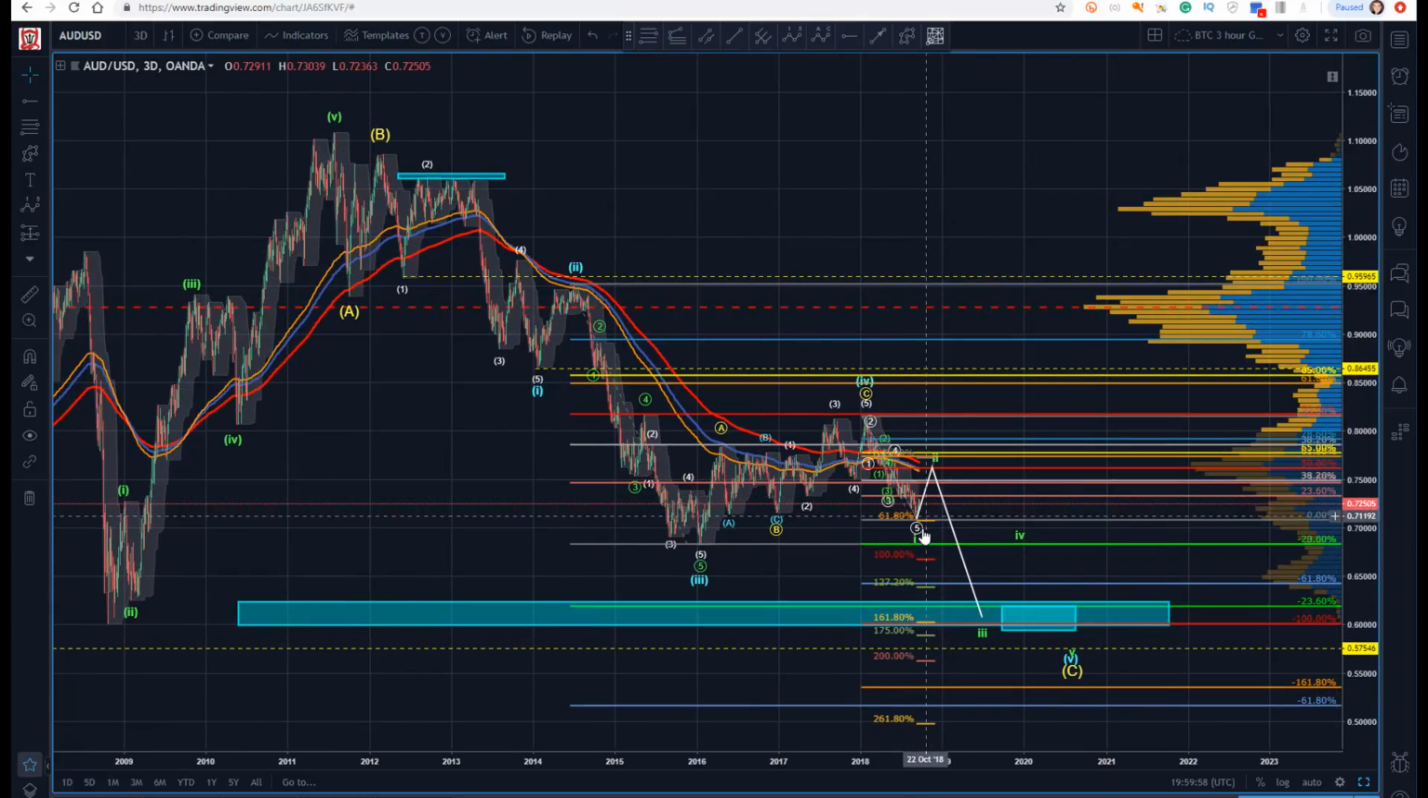I wouldn't be a buyer looking into the 2 because the trend is down. I'd be looking for the sell in the 2 for the 3.